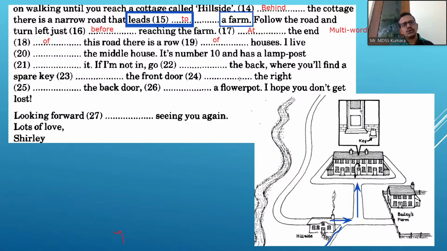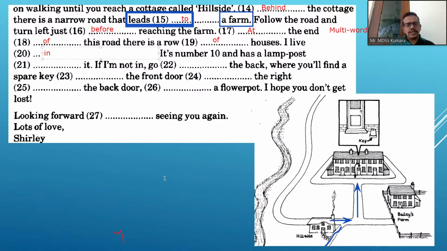At the end of this road, there's a row of houses. There's a row of houses. I live blank the middle house. In. Yes.